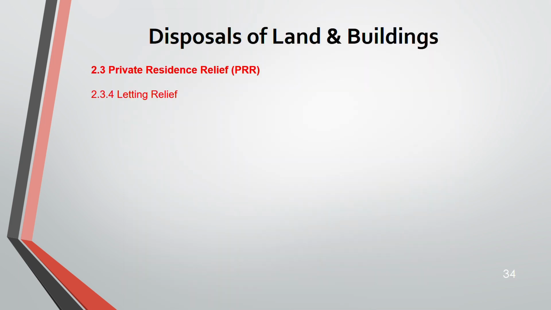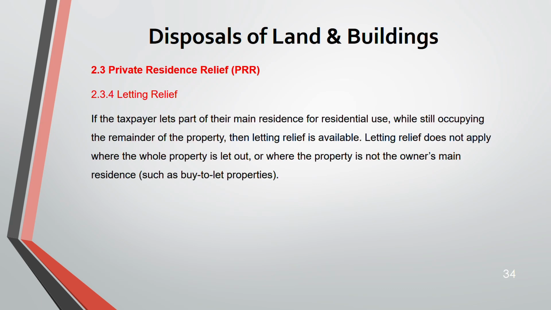Now, letting relief is the next relief. But for letting relief, you have to calculate your PRR. Without this, you can't calculate letting relief. Letting relief is when in the taxpayer's main residence, they are letting part of it for residential use. The main residence was for residential use that they are letting to someone else. So the part that has been let off, they can get letting relief. But remember, the taxpayer is still occupying the remainder of the property, not letting the entire thing. But if the whole property is let out, letting relief will not apply.